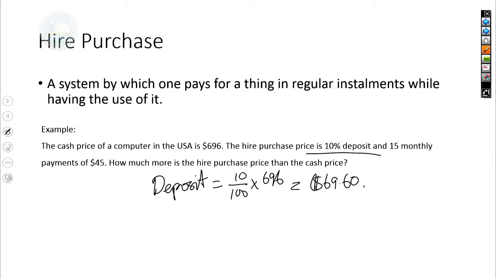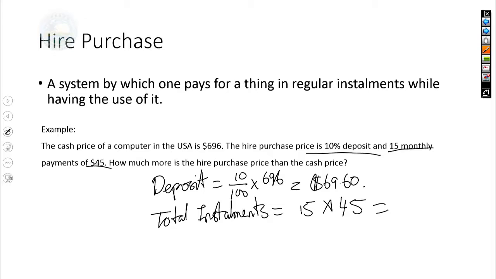They tell us for the next 15 months, pay $45. So the total installments will be 15 times how much, the number of months times how much you're paying a month. It's really that simple. If you have to pay $45 a month for 15 months, to find the total, just multiply them: the number of months by the amount we're paying per month. 15 by 45. If you're not too sure, let's go to our working column and work it real quick.